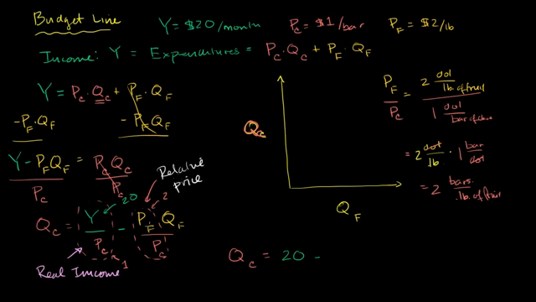But regardless, that number is fairly straightforward. It was just a 2. So minus 2 times the quantity of fruit. And this is fairly straightforward to plot.